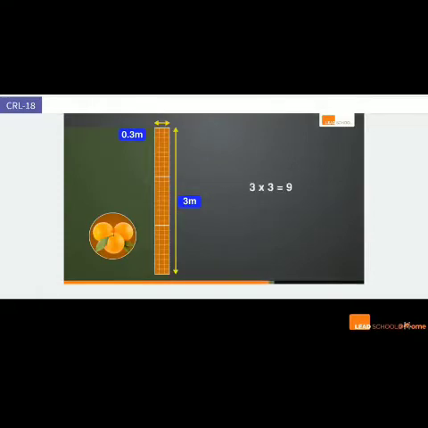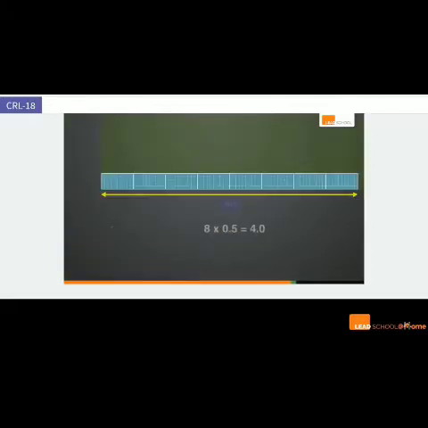3 multiplied by 3 is 9. Since there is only one digit after the decimal point, we should have only one digit after the decimal point in the product. That's how we get 0.9 square meters. Similarly, 8 multiplied by 0.5 gives us 4.0. Moving on, let us look at the space occupied by carrots.